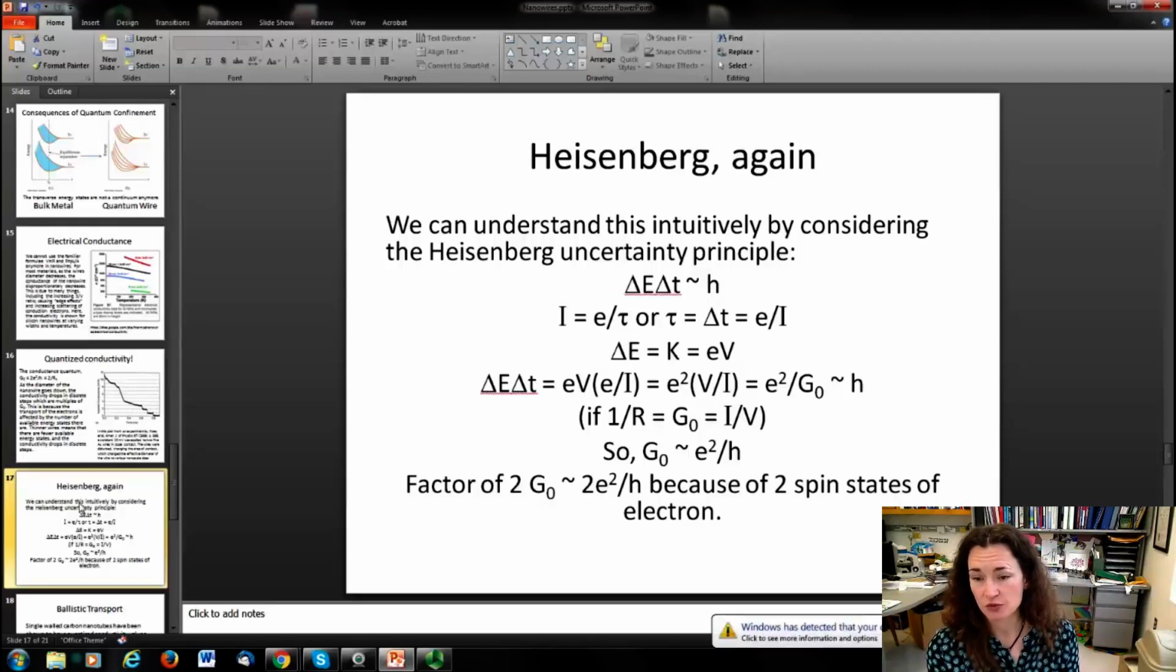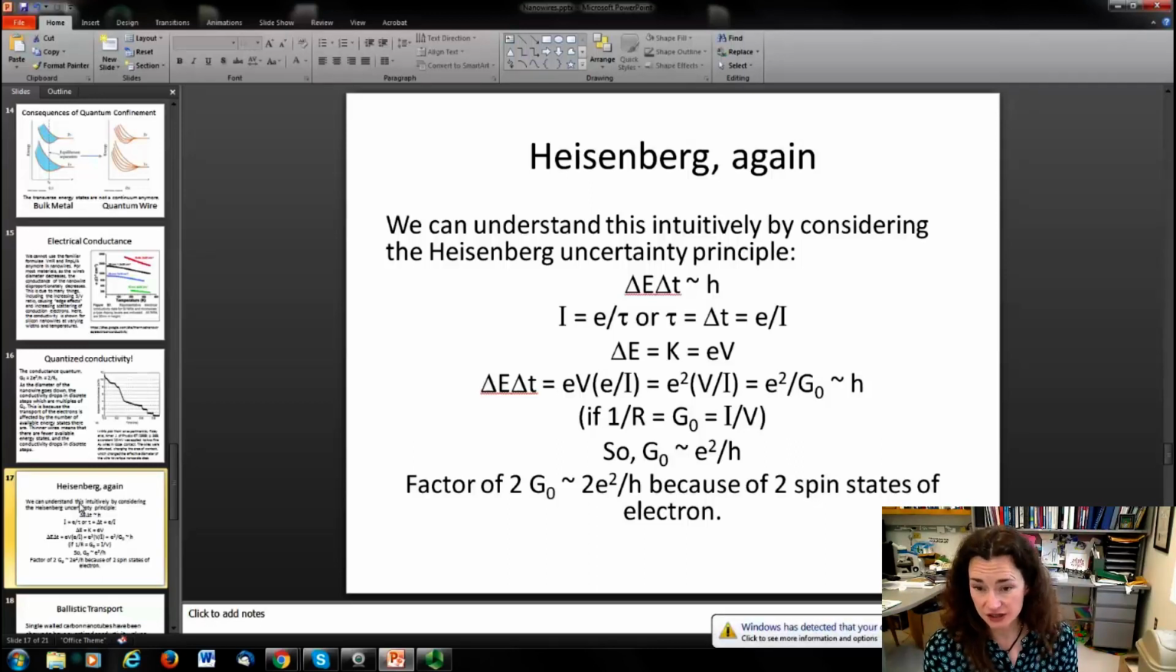So if you set it equal to your current expression, delta T would be equal to e over I. Now the energy, delta E, that we're going to plug into our Heisenberg uncertainty principle is the kinetic energy that the electron gets as it's accelerated through the applied voltage. That would be equal to the charge on your electron times the voltage, going back to another introductory physics expression. Now we take those two expressions for delta E and delta T and plug them into the Heisenberg uncertainty principle. When we do that, we get e times the voltage times e divided by the current, or e squared times V over I.